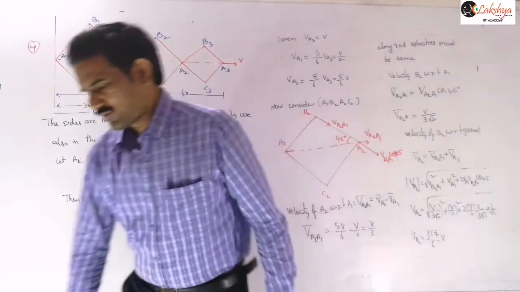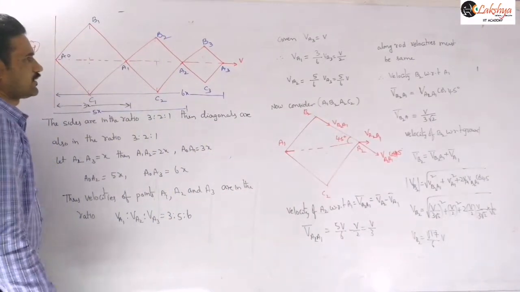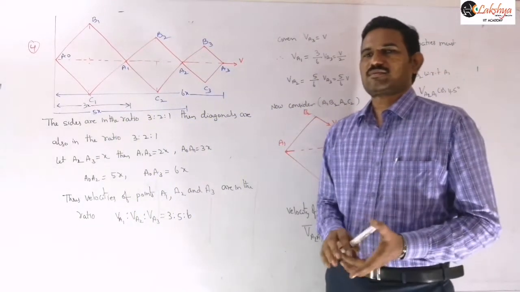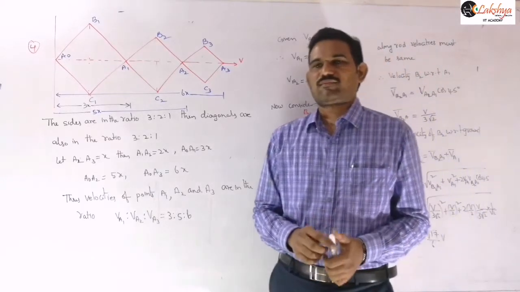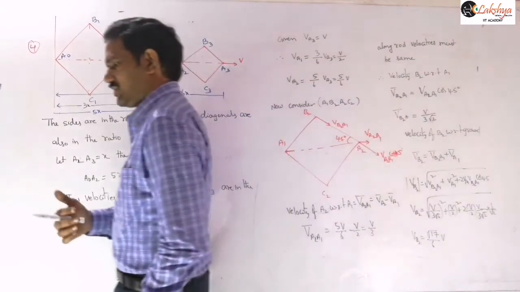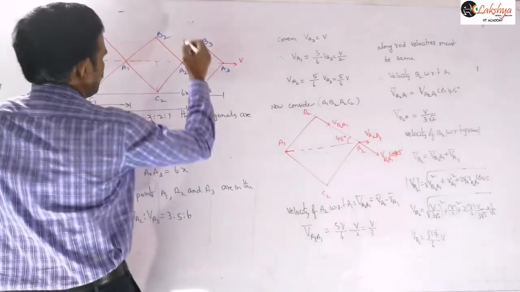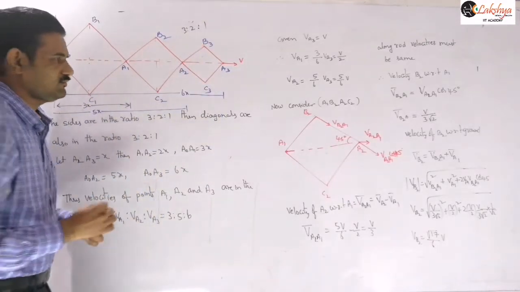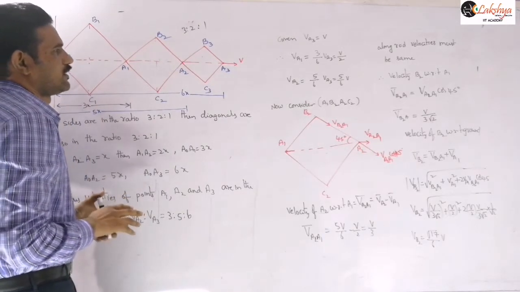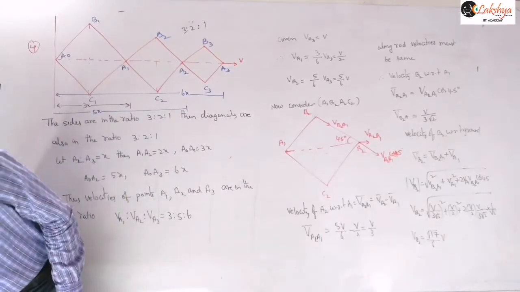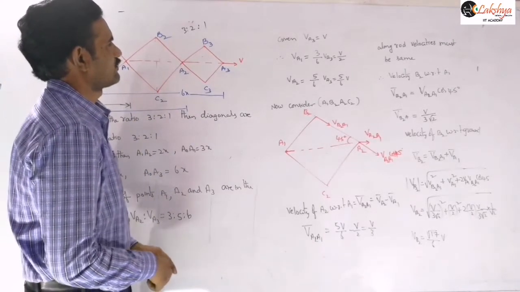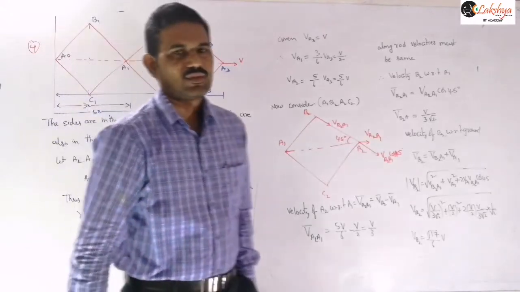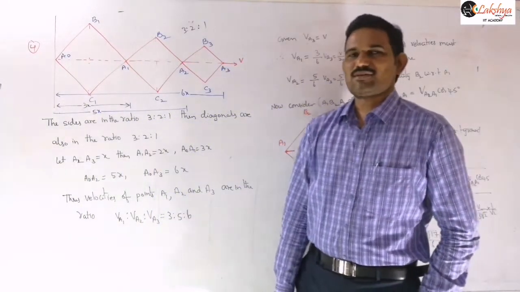Yeah, next let us see this problem here. Note down this problem. A hinged structure consists of three rhombus with the ratio of sides as 3:2:1. The end A3 is moving with the velocity v.